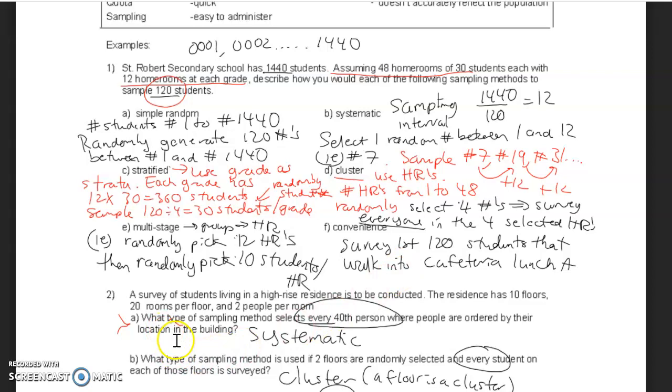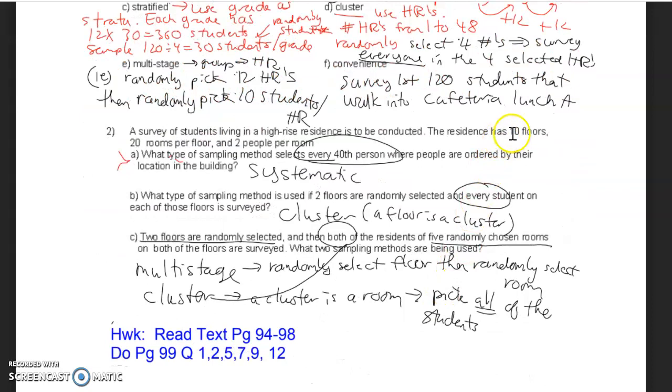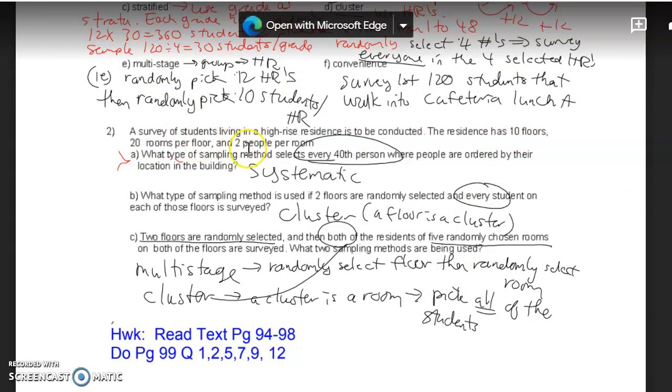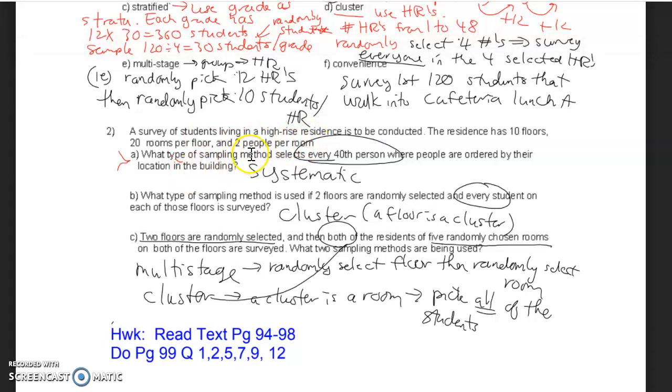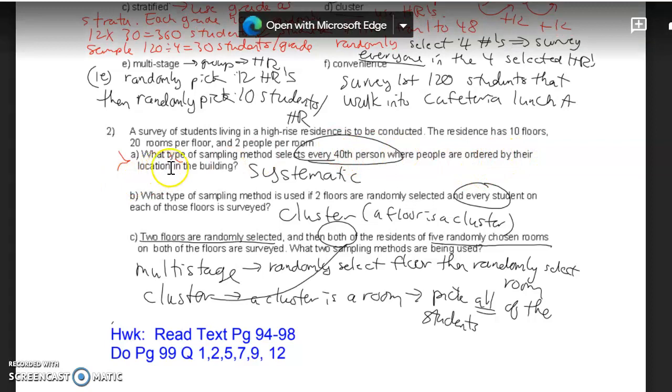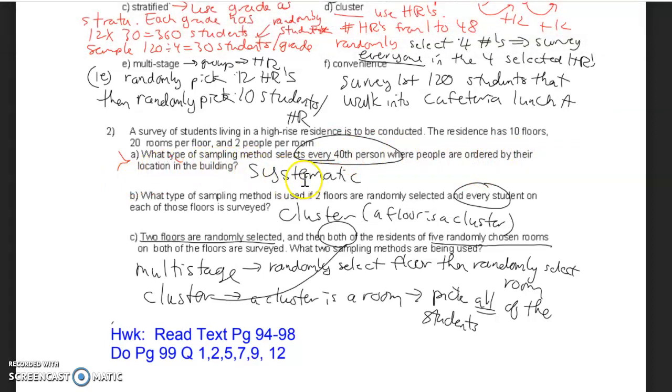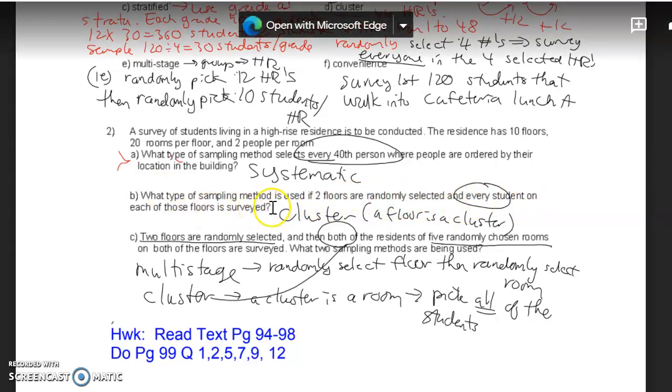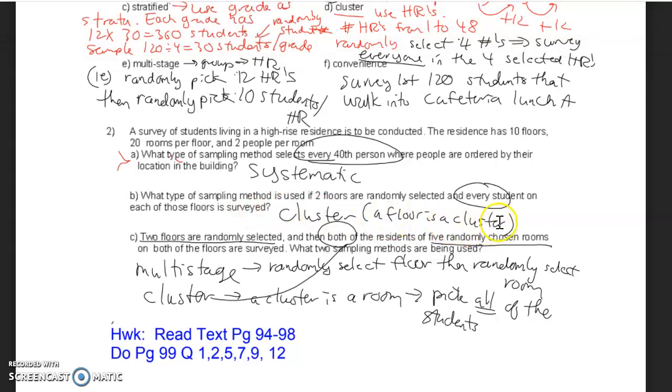Okay. A second example, a survey of students living in a high-rise residence is conducted. The residence has 10 floors, 20 rooms per floor, and 2 people per room. What type of sampling interval selects every 40th person where people are ordered by their location in the building? Well, I think you can see that that's systematic because that's the regular interval. What type of sampling method is used if 2 floors are randomly selected and every student on that floor is surveyed? Okay, so each floor is a cluster, and notice you're sampling everyone, so it's cluster, not stratified.